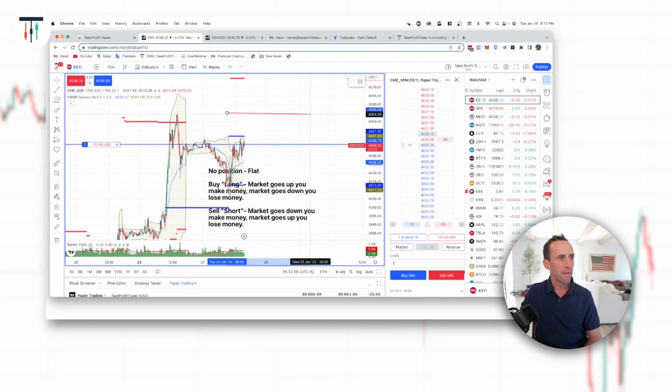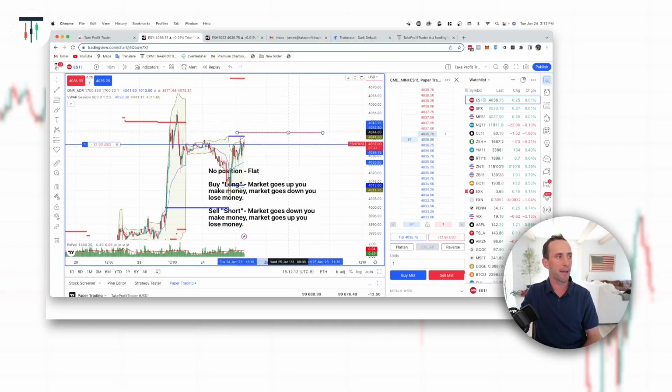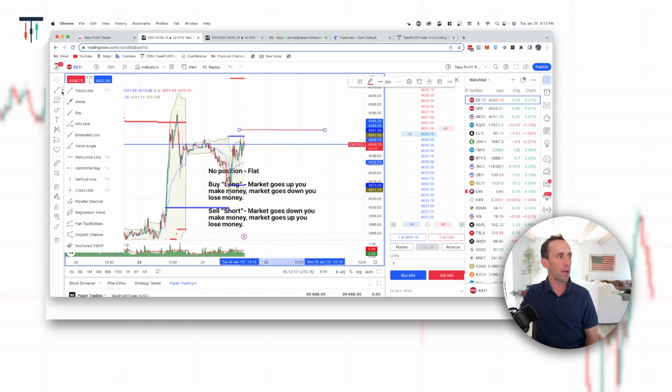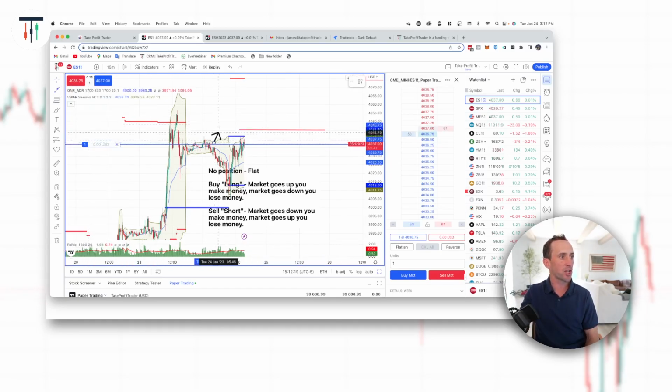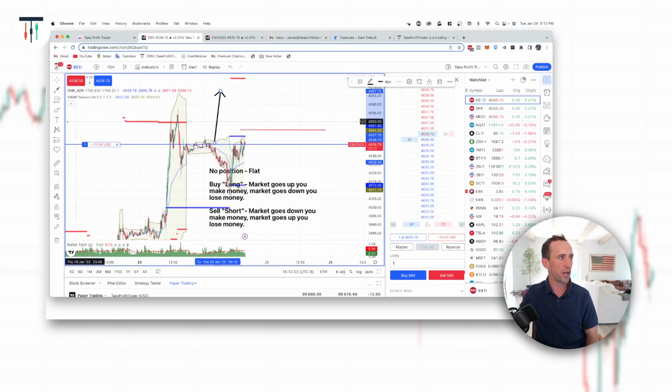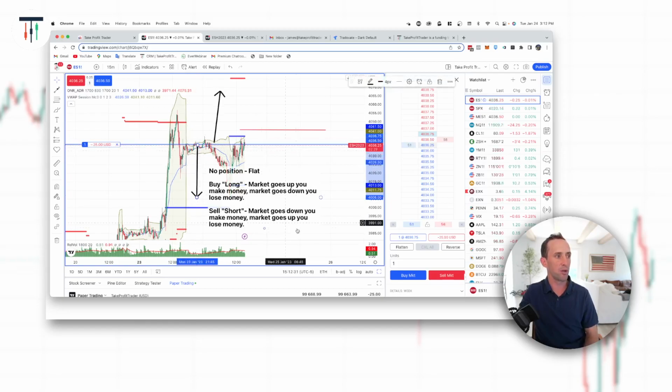Now, if the market goes up anywhere above 4036.75, I'm making money because I have one contract on. Long means that I want the market to go in this direction. This direction, I'm making money. Okay, this direction is good. This direction is bad. That means I'm losing money. So anything below 4036.75, I'm losing money.